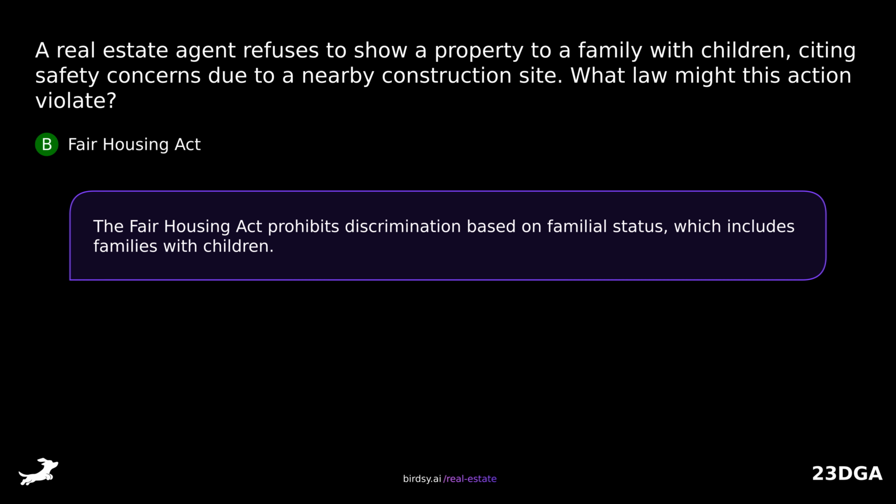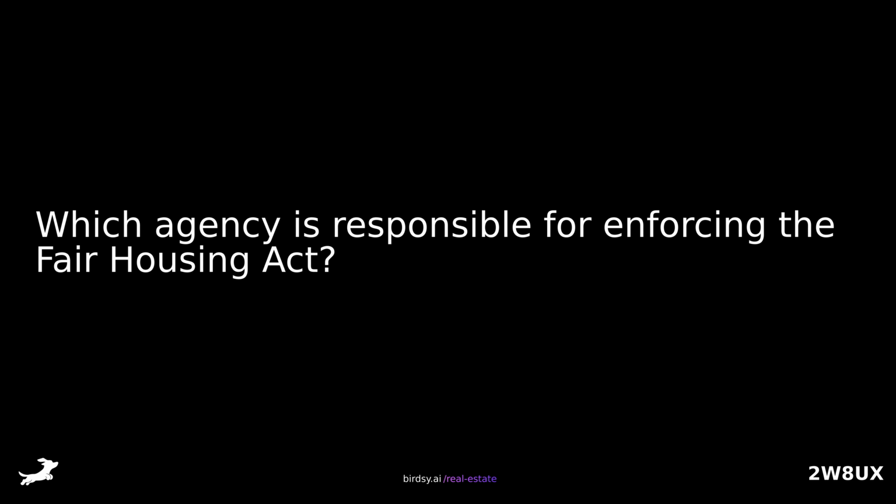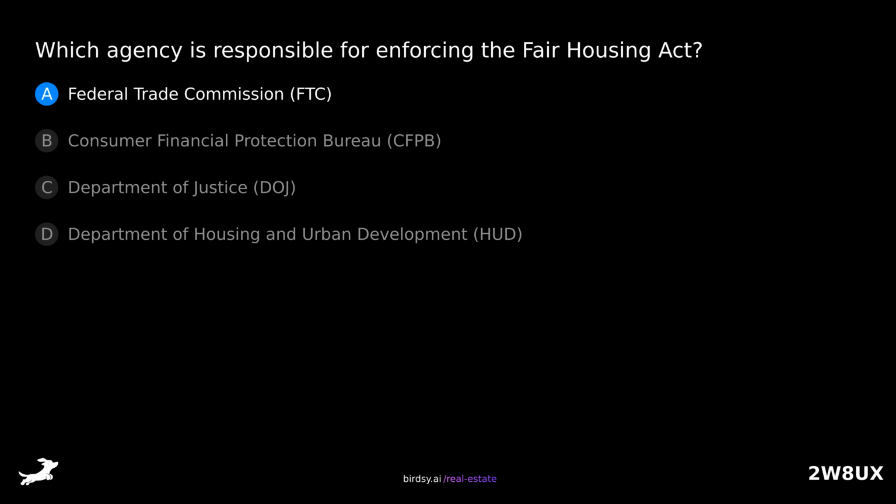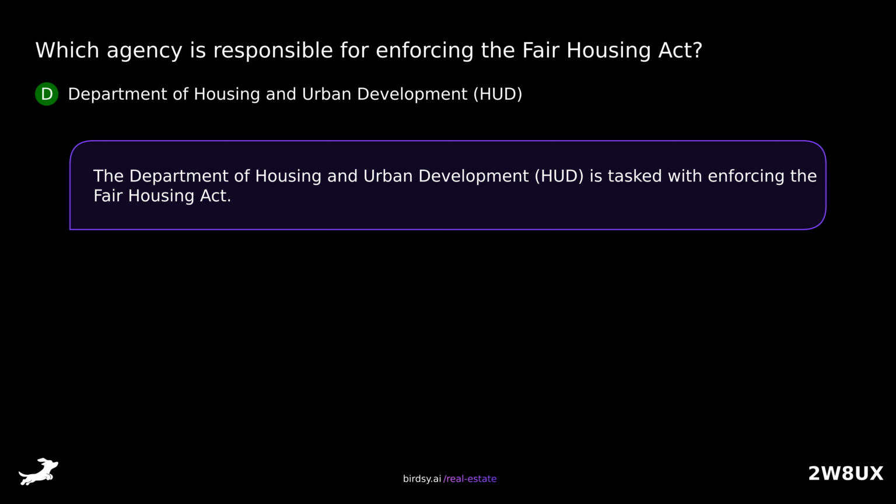The Fair Housing Act prohibits discrimination based on familial status, which includes families with children. Which agency is responsible for enforcing the Fair Housing Act? Is it A, Federal Trade Commission, B, Consumer Financial Protection Bureau, C, Department of Justice, or D, Department of Housing and Urban Development? The answer is D, Department of Housing and Urban Development. The Department of Housing and Urban Development is tasked with enforcing the Fair Housing Act.